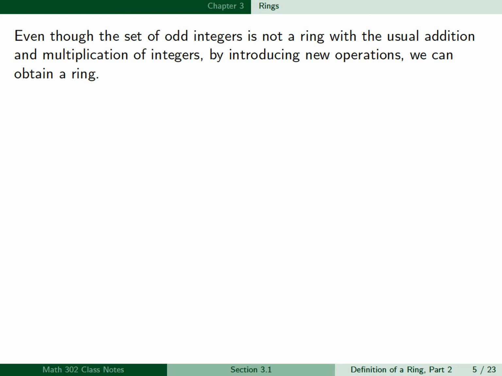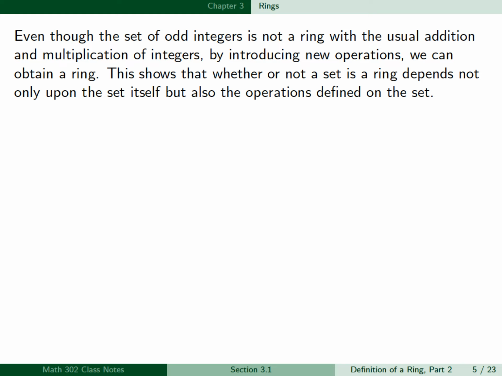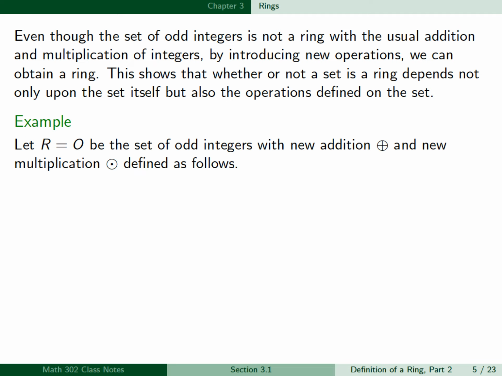Now, even though the set of odd integers is not a ring with the usual addition and multiplication of integers, by introducing new operations we can obtain a ring. This shows that whether or not a set is a ring depends not only upon the set itself, but also the operations defined on the set. So for our example, we're going to let R equal O be the set of odd integers again, but with a new addition which we'll denote circle plus and a new multiplication circle dot defined as follows.